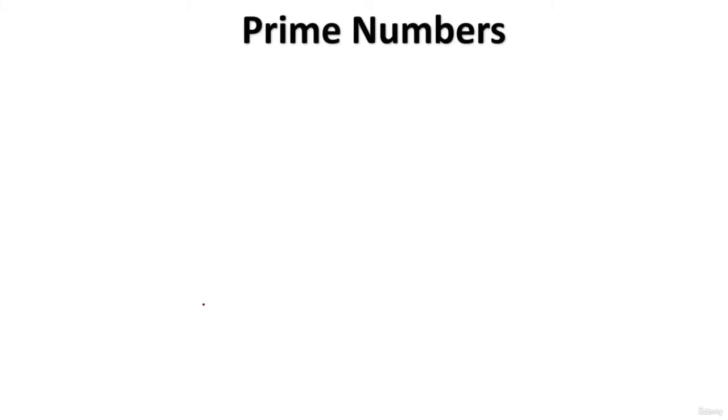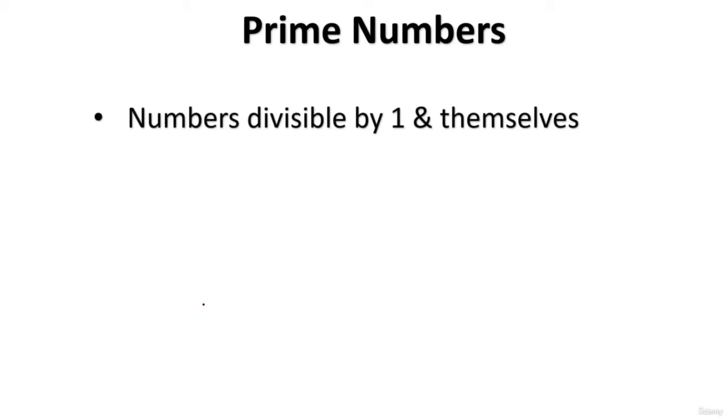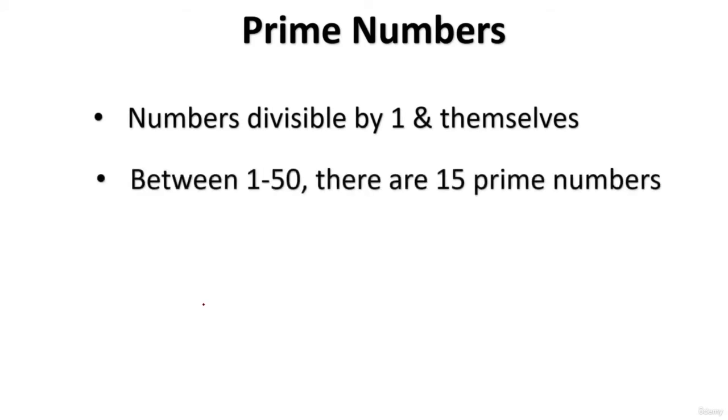Okay, now what are prime numbers? Prime numbers are those which are divisible by only 1 and themselves. Okay, so between 1 to 100 there are exactly 25 prime numbers.